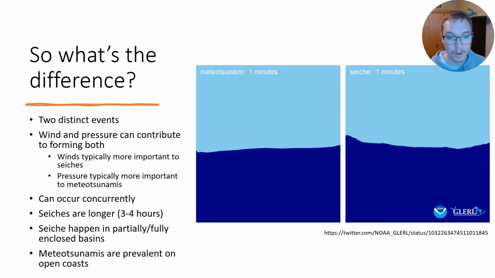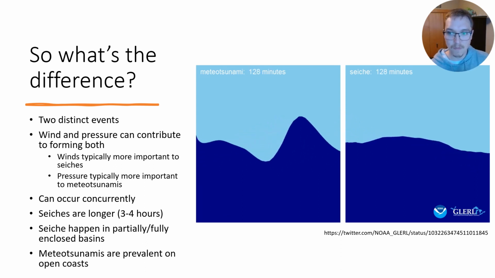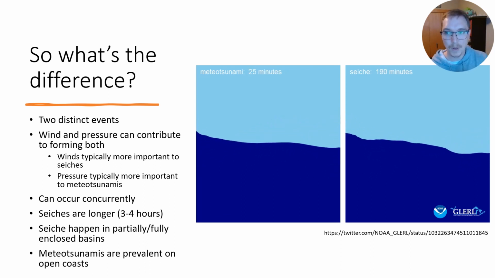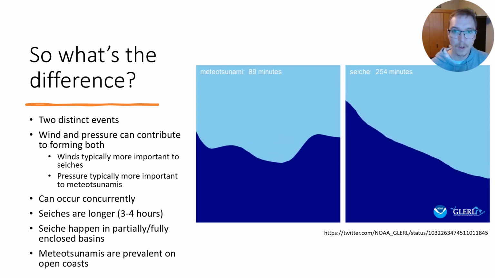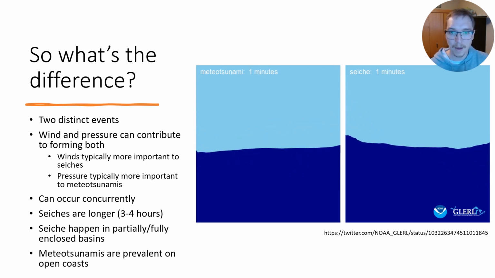So we'll go ahead and hit play here. Notice how that seiche is moving much more methodically back and forth. So 165 minutes for the meteotsunami, 330 minutes for the seiche. Now let's watch that again. But notice how wildly erratic that sea surface level is, pardon me, not temperature, for the meteotsunami versus the seiche.